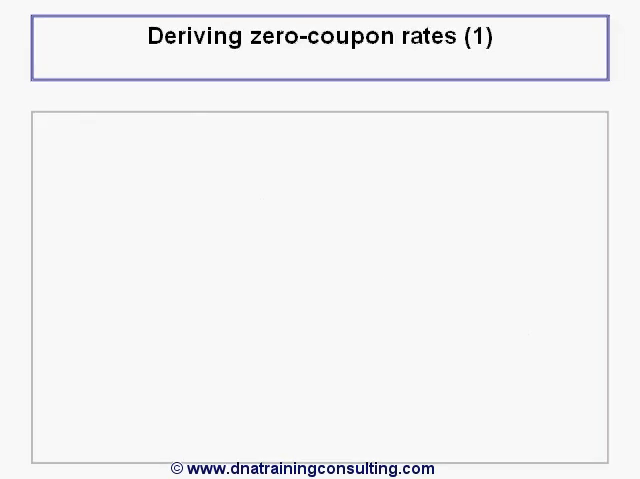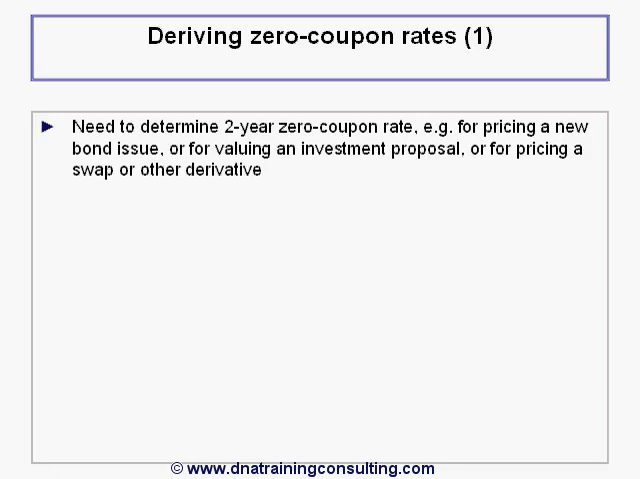Now suppose that you wish to determine what would be the yield on a 2-year zero coupon bond when none exists in this market. You could be needing to do this for any number of reasons, including as part of a pricing exercise for a new bond issue, or as part of a valuation exercise for a project or investment, or for purposes of pricing a swap or other derivative.